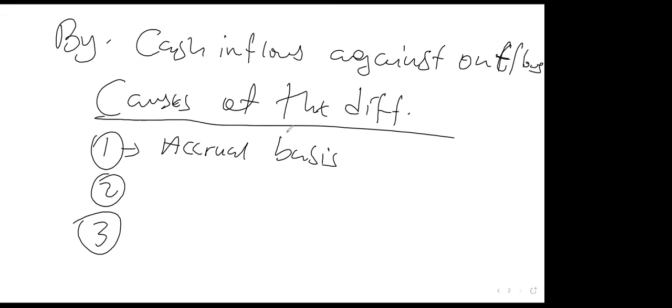Accrual, meaning that you have not received cash, but you've recorded a transaction. Profit has been affected, meaning that you have not paid for that expense, but you've recorded it. Profit has gone down. Cash has not been affected. Accrual.